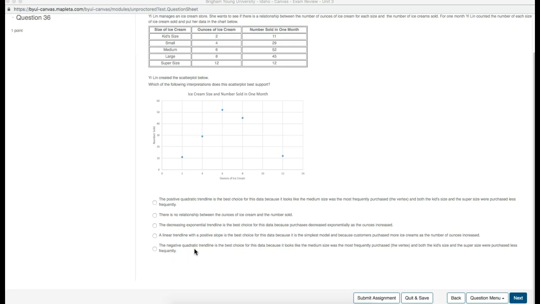The negative quadratic. That's sounding like it. Trend line is the best choice for this data because it looks like the medium size was the most frequently purchased, or the vertex. Yep. And both sides, with both the kid size and the super size, were purchased less frequently, which gives us our upside down or frowny face quadratic. This one is beautiful.